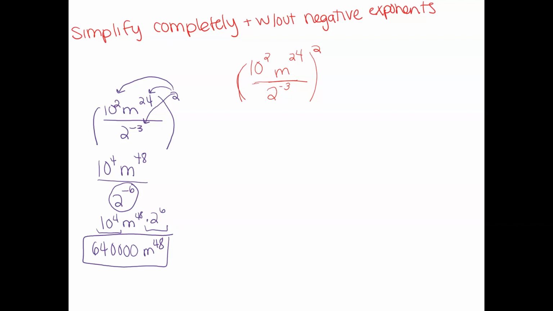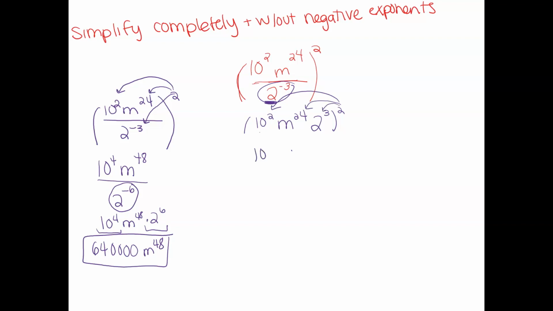I am going to deal with my negative exponent first. So that would give me 10 to the 2nd, m to the 24th, and then the base 2 needs to move, and when I move it, it becomes a positive. Now there's nothing in the bottom. If I wanted to do over 1, I could, but I don't need to. And then I've got the 2, and now I could distribute the 2.